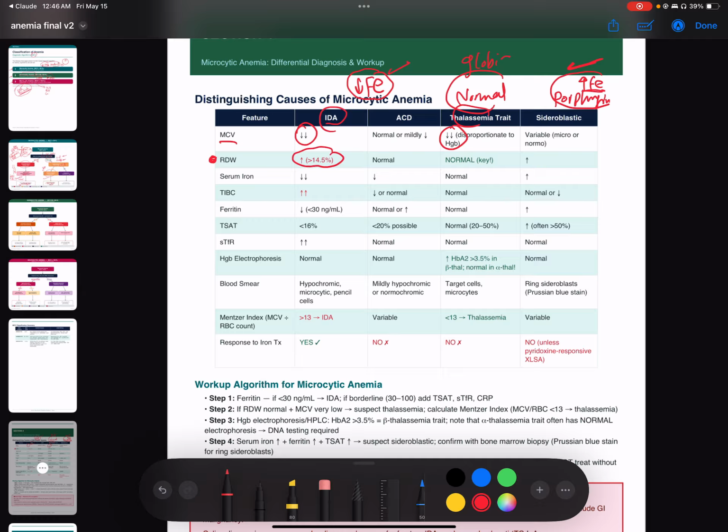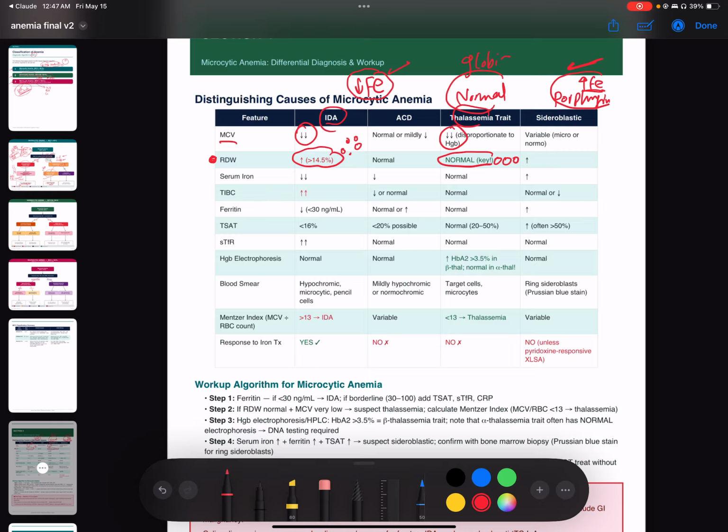So we have high RDW in iron deficiency, but normal in thalassemia, because the variation in the RBC size is mainly in iron deficiency, but it's consistent. If you have a problem in the globin gene in thalassemia, mainly the RBCs would be small but consistent. So all of them will be small, but the variation in size will not be as much, while in iron deficiency anemia, it will be small, but there is high variation in the size.